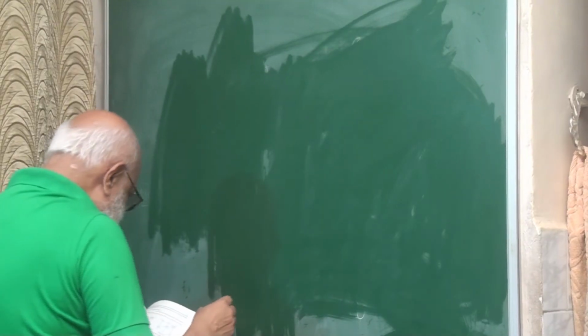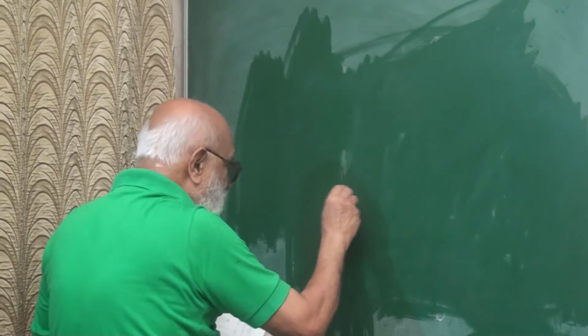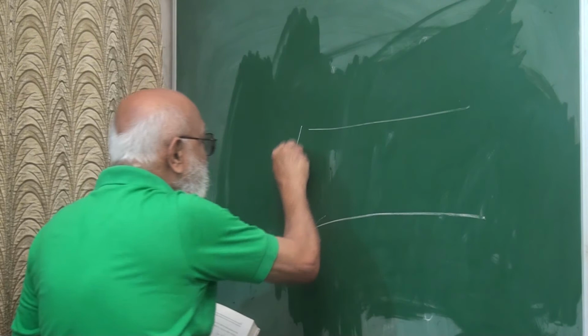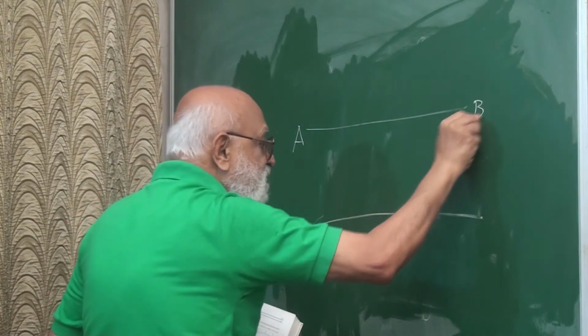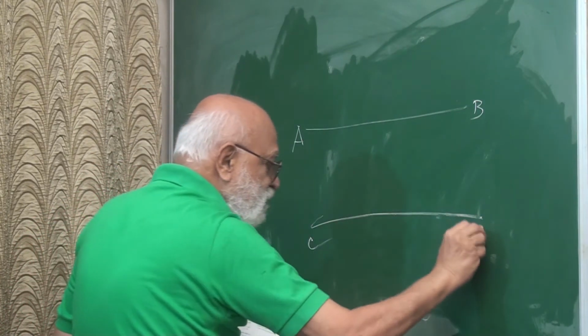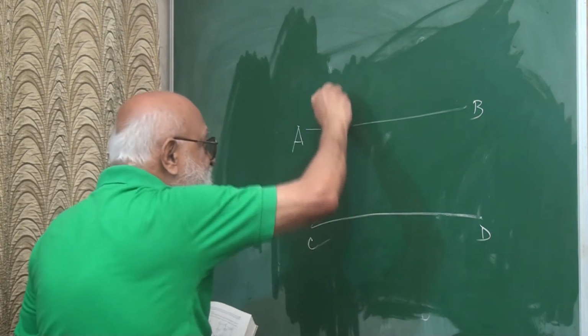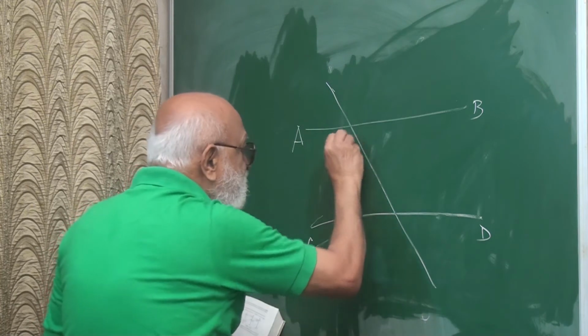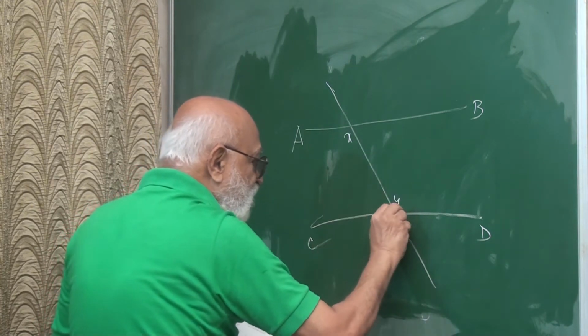Very easy. It says that there are two lines, A and B. There are two lines, AB and CD. This is a transversal which cuts them. We have to find out this angle X and this angle Y.